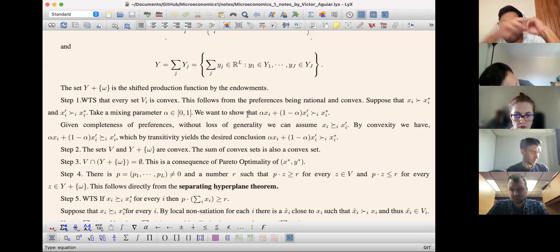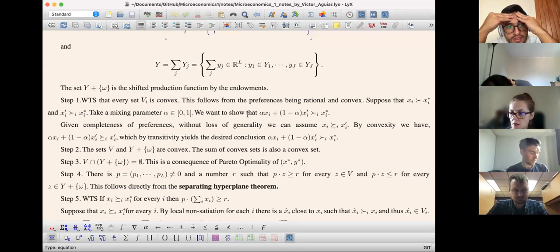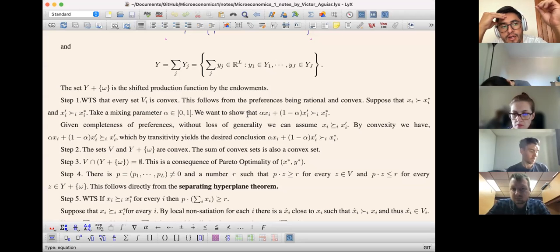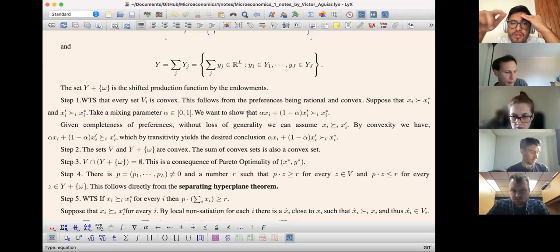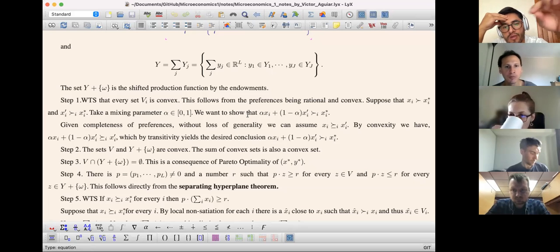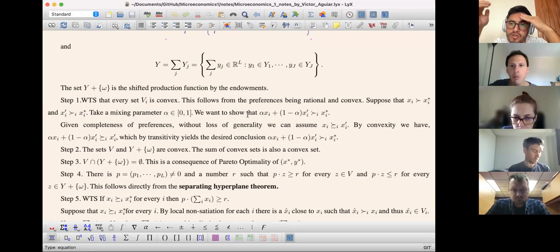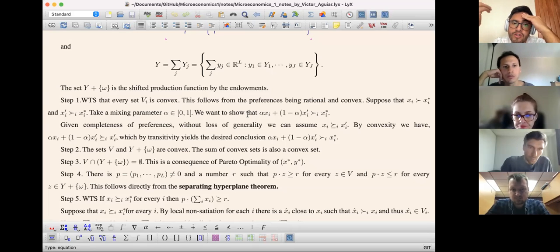So we want to show, that's the WTS, that every set V sub i is convex, right? This follows from the preference being rational and convex. Suppose, for instance, that x_i is strictly preferred to x_i star, and x_i prime is strictly preferred to x_i star. Then take a mixing parameter alpha, and we want to show that the combination of x and x prime is strictly preferred to x star. Given the completeness of preferences, without loss of generality, we can assume that x_i is weakly better than x_i prime. It's just an additional assumption I make that is not reducing the generality of the statement.